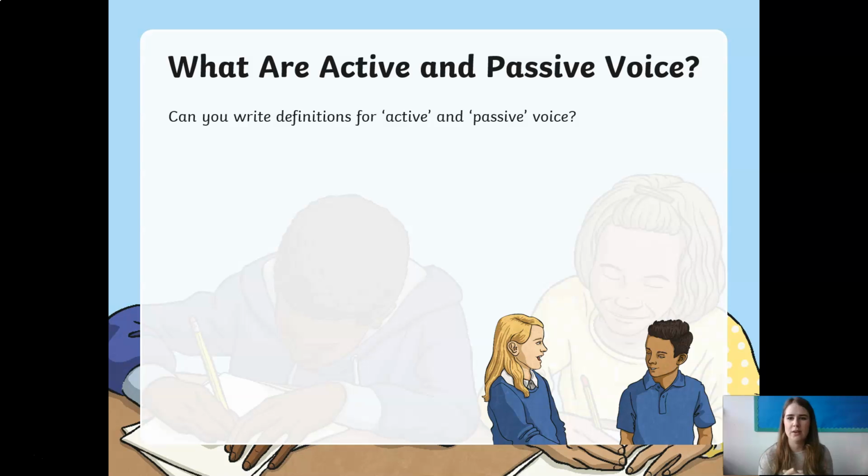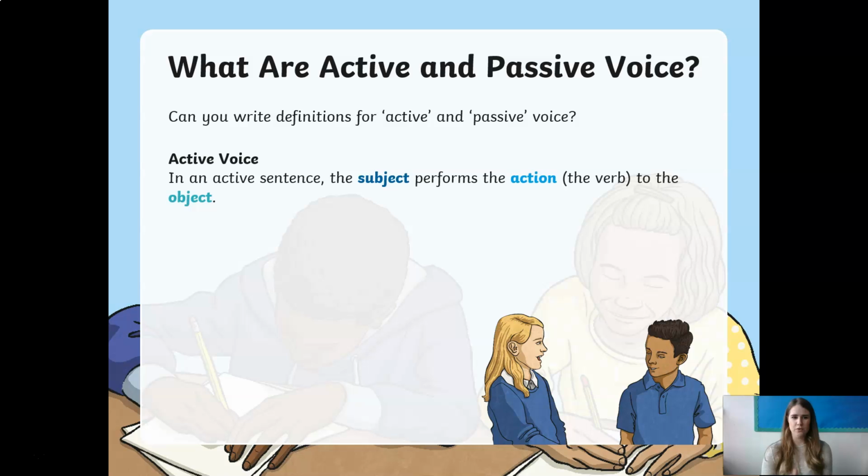So just pause the video and have a think. What do you think active and passive voice might mean? Think about what you know about the word active, okay, and think about how that might link to someone's voice. So just pause the video and see if you can jot down a definition for what you think active voice is and what you think passive voice is, and I'll give you a clue. It links back a little bit to our direct and reported speech. Okay, that's the only clue I'm giving you. So pause the video and have a go.